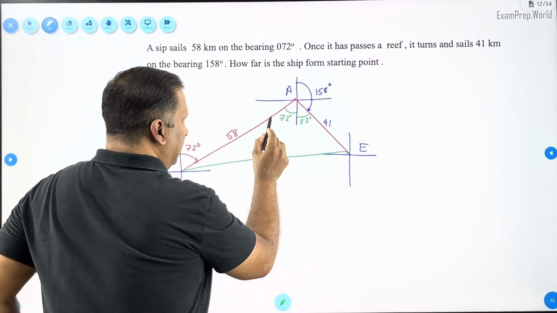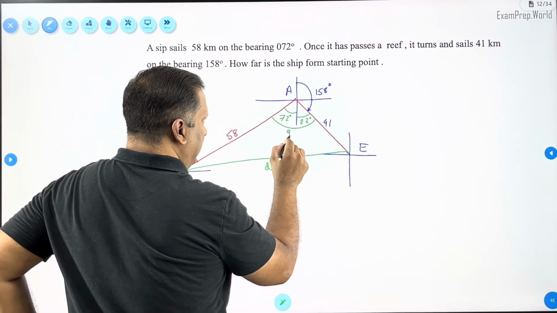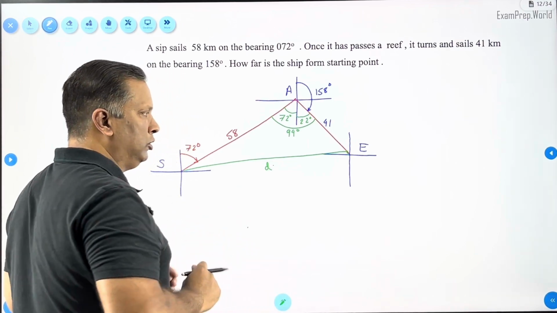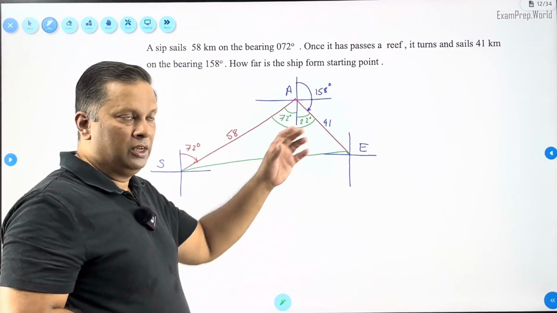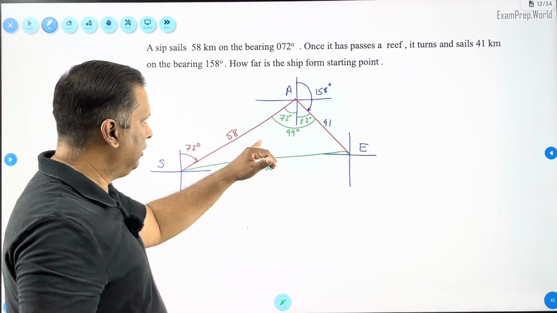Now look at this angle. In previous questions we had 90, but here it is becoming 94 degrees. So it is not a right angle triangle. You have to be careful. In all these questions, it will be like this only. There won't be a 90 degree triangle. So you have a 94 degree angle.